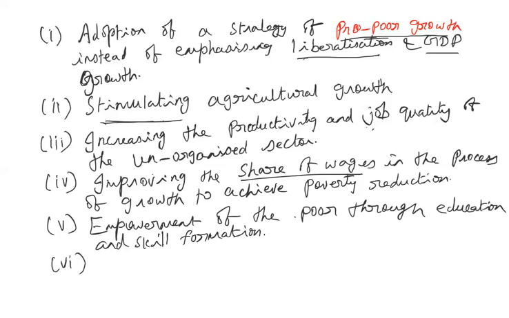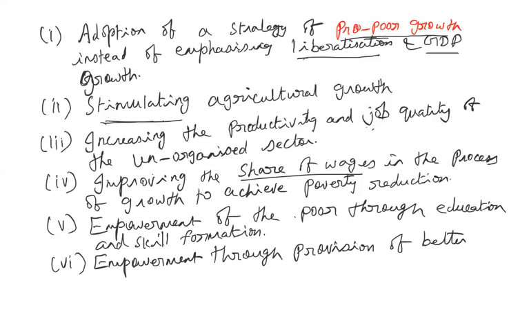Then the next, another most important one, empowerment of the poor through provision of better health facilities. We have seen already that the government initiated several programs like NRHM and NUHM. Like that, several programs were initiated by the government to provide better health facilities to the poorer sections of the population.